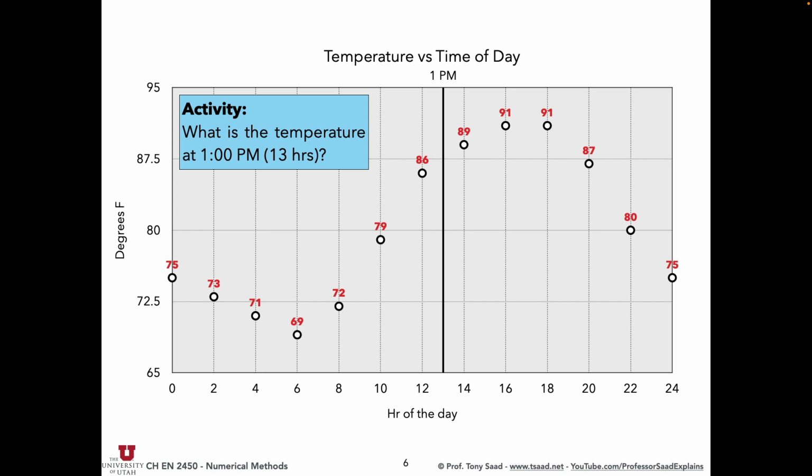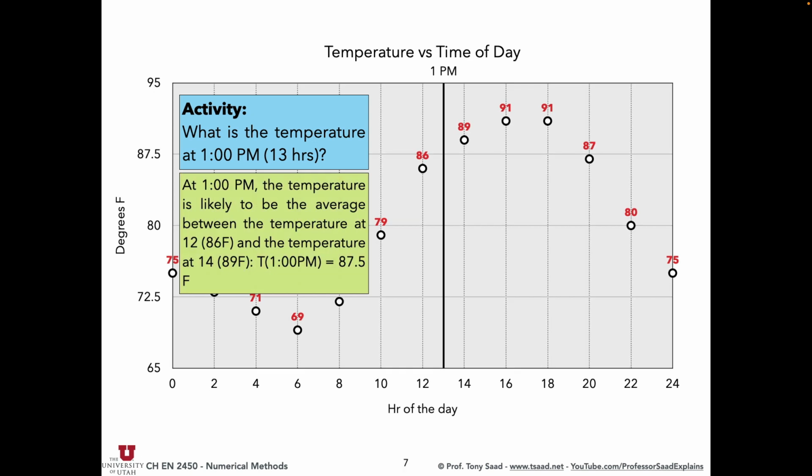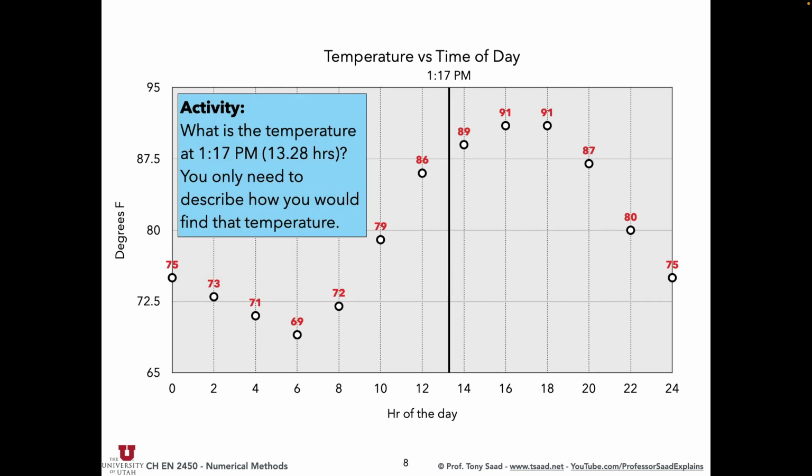Your colleague is saying that 1 o'clock happens to be exactly at the midpoint between 12 and 2. 1 p.m. is exactly between 12 and 2, so it's right in the middle. So we're just going to take the average between these 2 points. So 89 plus 86 over 2. Is that what you did? It's actually 87.5. So if you take that average, that's kind of the best guess. Just an average. Now, what is the temperature at 1:17 p.m.?